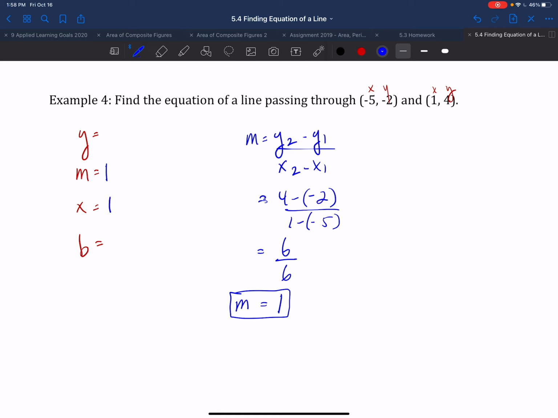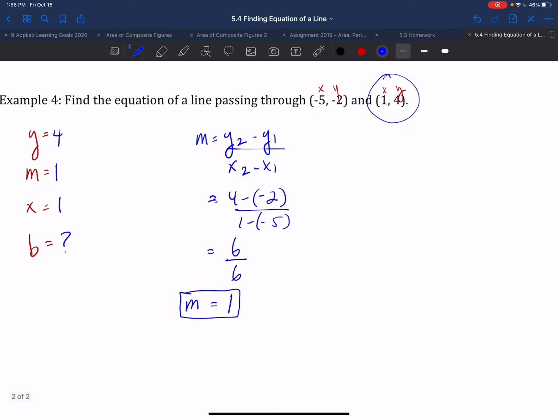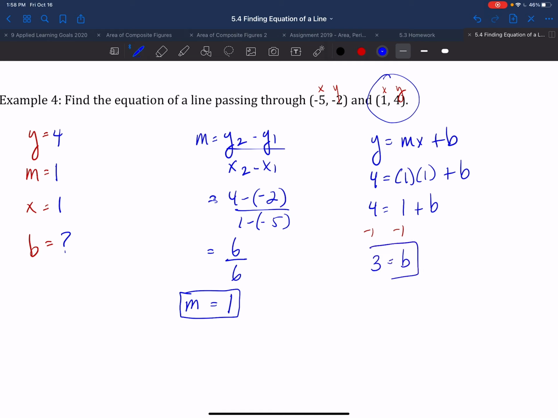So if x is 1 and y is 4, the only thing I don't know now is b. So I can do the same thing that I did before, substitute those values into y equals mx plus b, and solve. So y is 4, m is 1, x is 1. Let's figure out what b is. So 1 times 1 is 1. Now we're going to solve for b. So I subtract 1 from both sides. b is equal to 3.